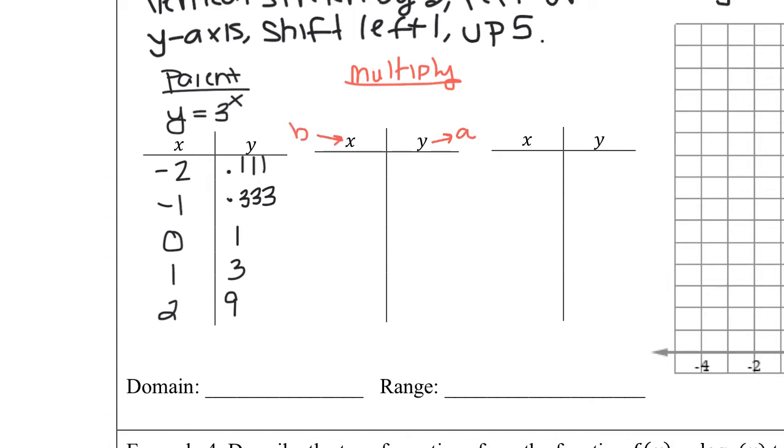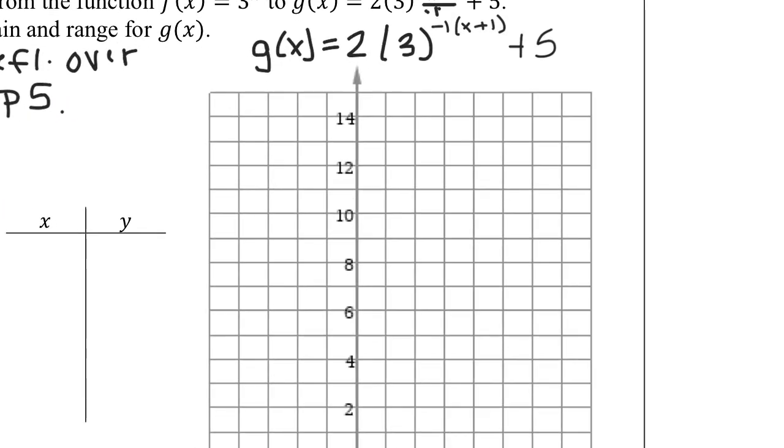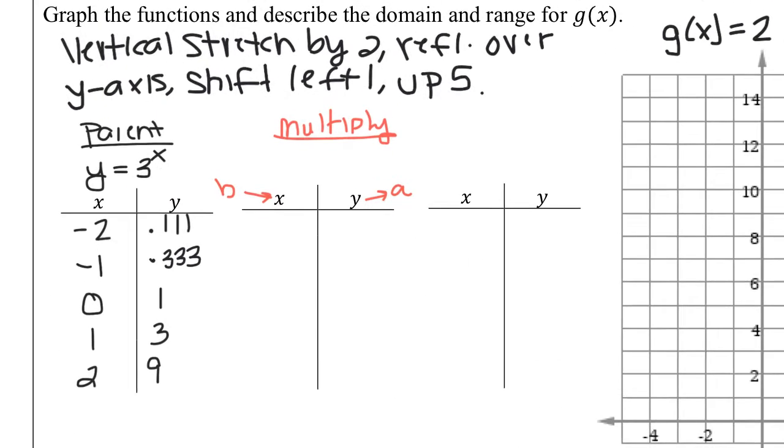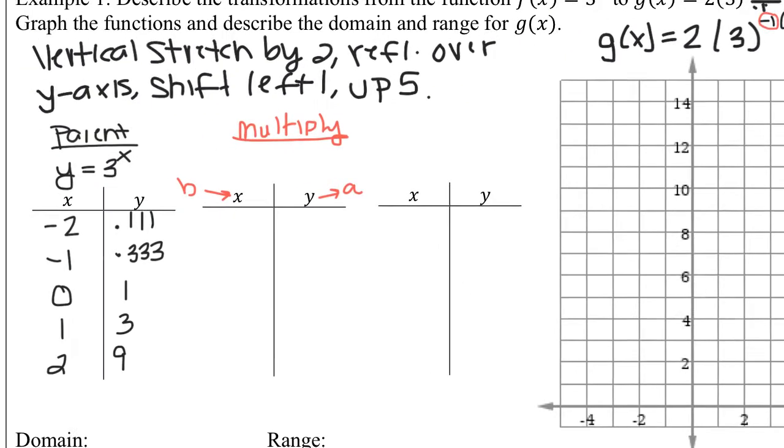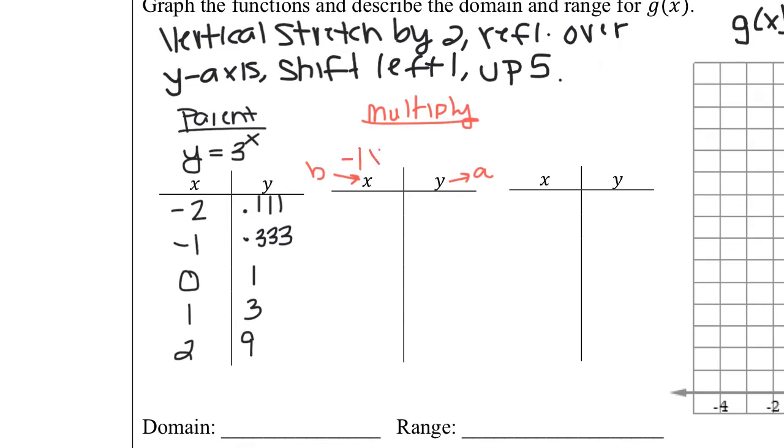The B is what multiplies X. So if I look at my equation, I do have a B value of -1. Remember, the B's are always flipped. So if it says that B is -1, what you're multiplying by is really -1 over 1, but flipped around. But if you flip a -1, it's still a -1.